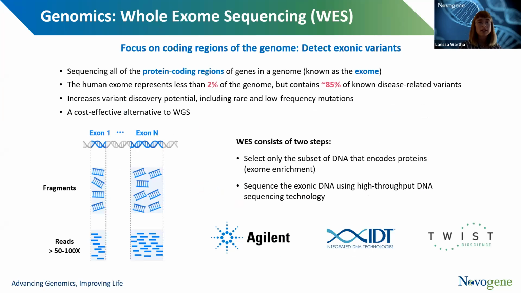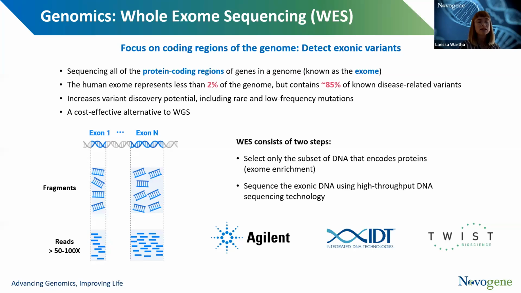Whole exome sequencing, on the other hand, focuses on coding regions of the genome. So why are researchers interested in WES? Because when you sequence only 2% of the genome, you're able to identify 85% of known disease-related variants, which makes it easier to detect rare and low-frequency mutations because the coverage on the target is increased. It is simply a cost-effective alternative to WGS.